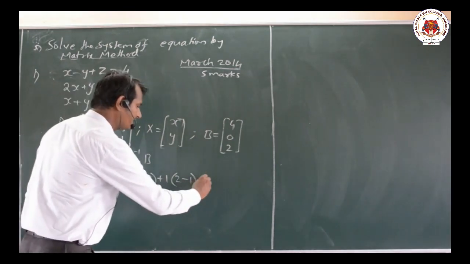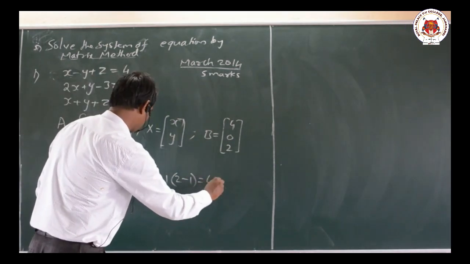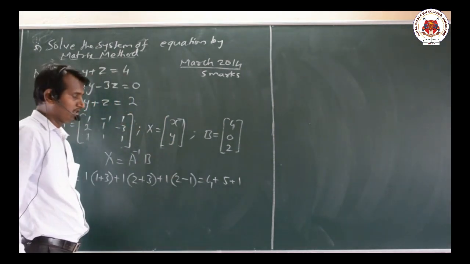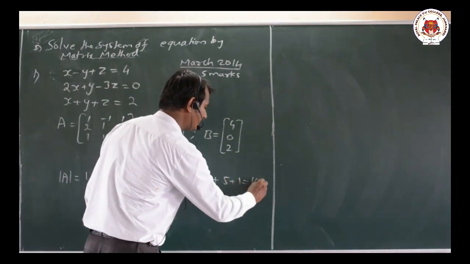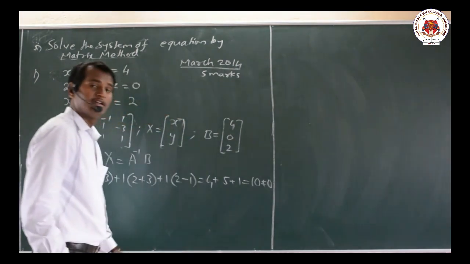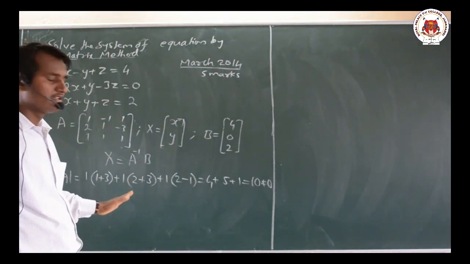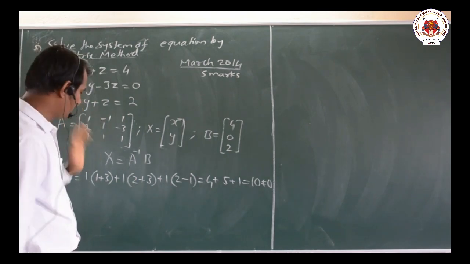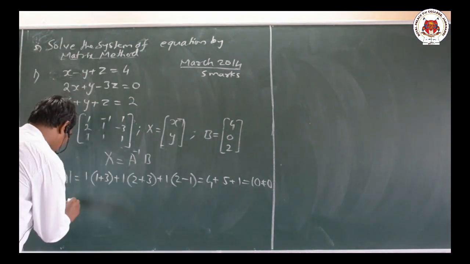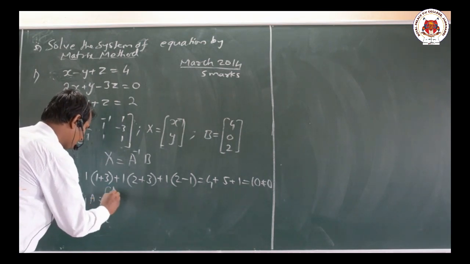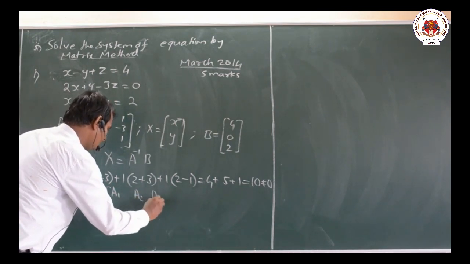So what we get here? That is 3 plus 1, 4, plus 5, plus 1. 2 minus 1 becomes 1. What is the value now? The value is 10 and it is not equal to 0. That means it is a non-singular matrix. Non-singular matrix means we can find out the inverse now. Okay. Now we shall find out adjoint here. That is adjoint A equal to A1, A2, A3.